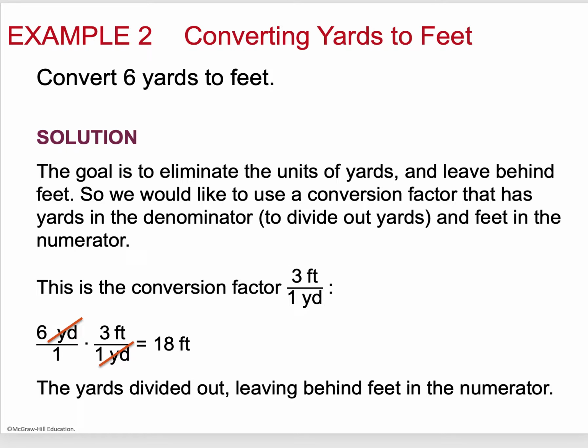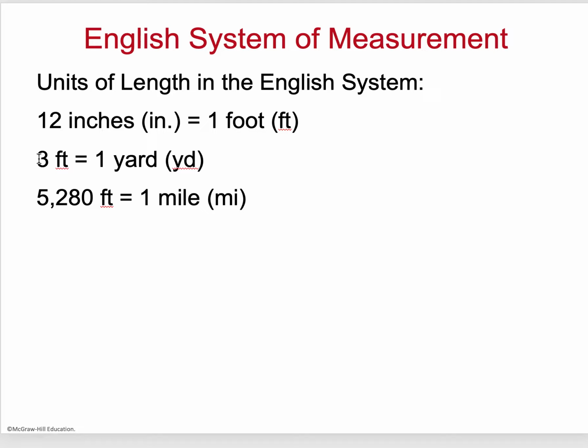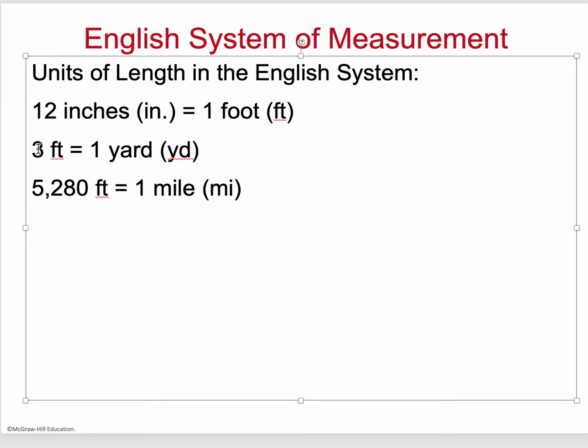Now, what if I want to convert yards to feet? So if I want to convert 6 yards to feet, I need to choose the conversion factor with yards in the denominator. So there are 3 feet in 1 yard from my earlier slide. So if we navigate back to our earlier slide, 3 feet in 1 yard, which means my conversion factor is either 3 feet divided by 1 yard or 1 yard divided by 3 feet. So that's how I would write my conversion factors.